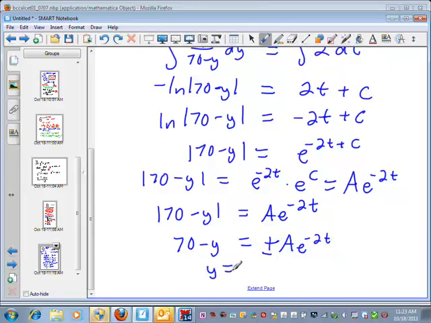Okay. Solving for y. Y is equal to 70 plus or minus ae to the minus 2t. I put the 70 over there. That 70 is negative, and then I put the minus sign over there. That makes that minus 70 positive. But that plus or minus is still plus or minus. It's one or the other. Now the context of the problem, is it plus or is it minus?